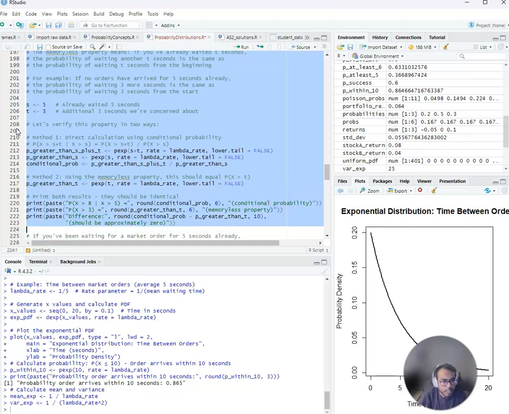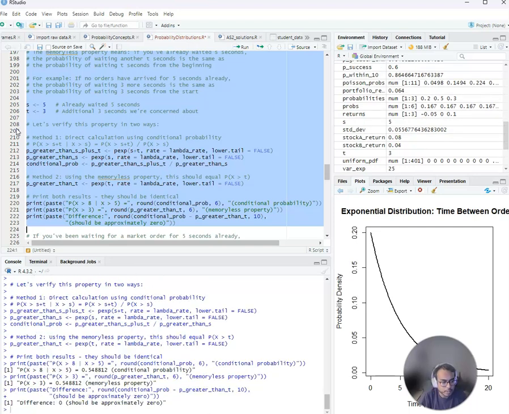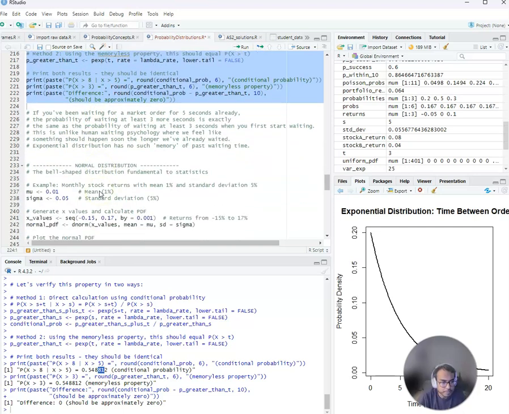And I'm going to do that by doing it in 2 different ways and looking at the difference. And as you can see, in both cases, either using the conditional probability approach or the memoryless approach, the number is the same, which means that the difference is approximately 0. It's never exactly equal to 0 because we are rounding off, but it is as good as 0.